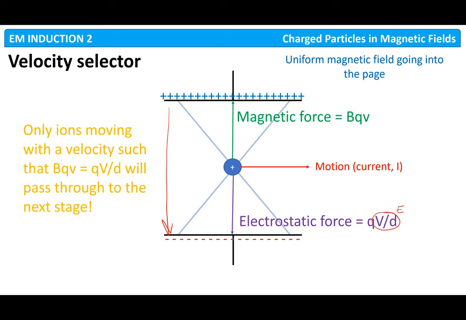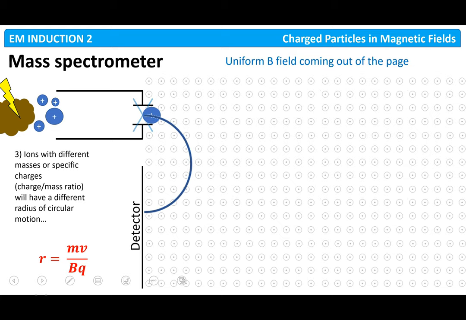If they're going too slow, then this magnetic force is going to be too small, and my electrostatic force will dominate, dragging it down. If it's moving too fast, the magnetic force is going to be higher than the electrostatic force, and that's going to drag it upwards. But if I get the speed just right, then my magnetic force and my electrostatic force are going to be equal to each other. And this means that now I know what the velocity is of all of those ions coming through my velocity selector.